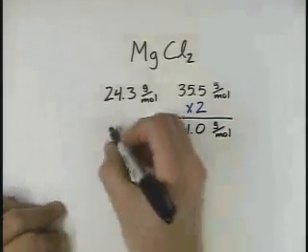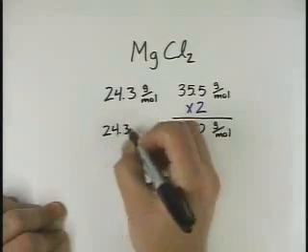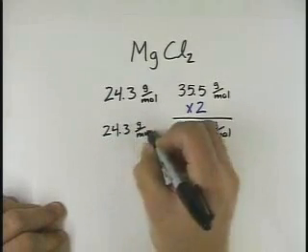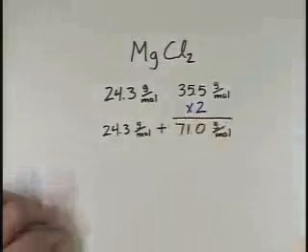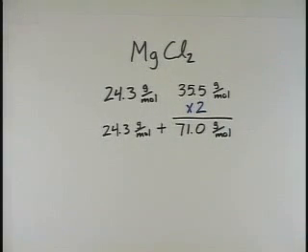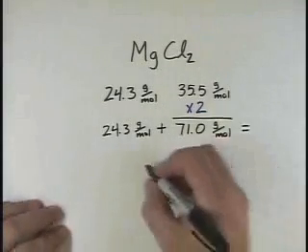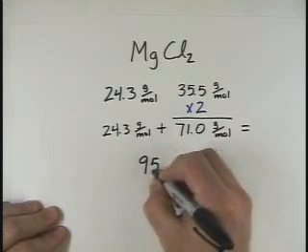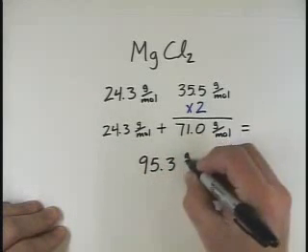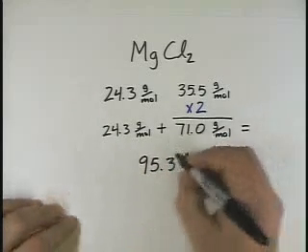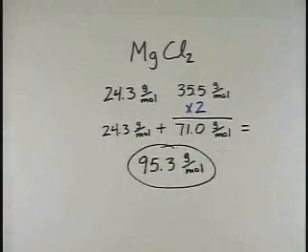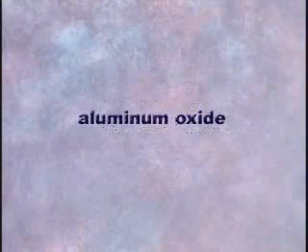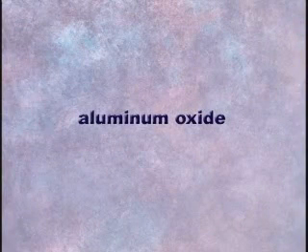Now we add 24.3 grams per mole plus 71.0 grams per mole equals 95.3 grams per mole. Now it's your turn. Find the molar mass of aluminum oxide.